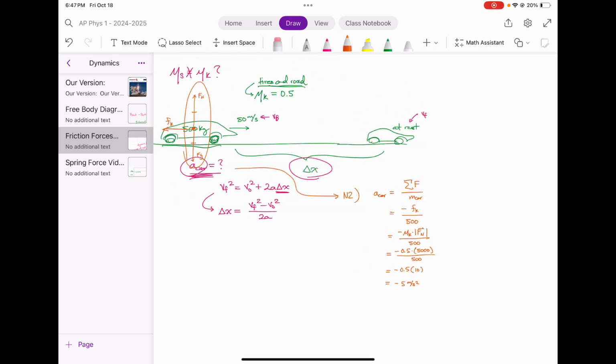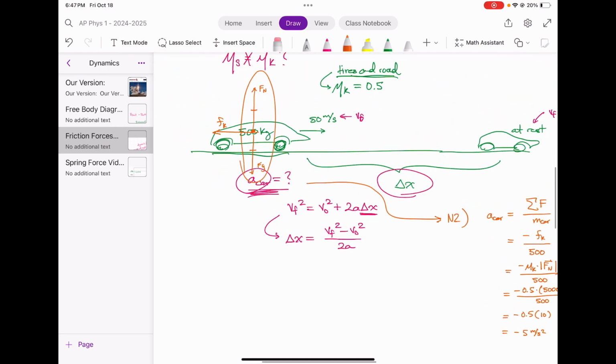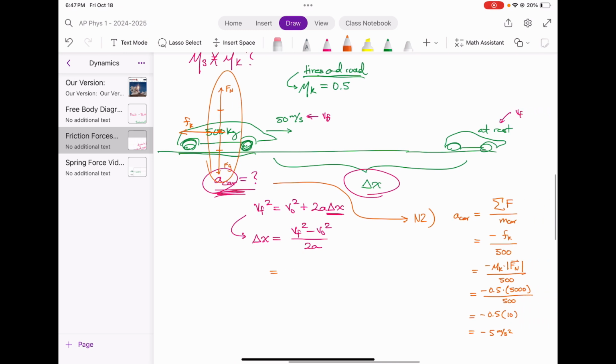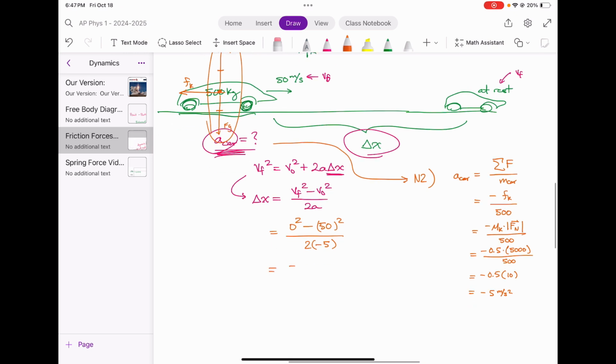Okay, so now, go back to our equation. Let's start putting some stuff in, right? So VF squared is 0. V naught squared is 50 squared divided by 2 times negative 5. So I get negative 2,500 divided by negative 10. So I get a positive number here, 250 meters. That's a lot of meters. Right? Think of 250 meter sticks all lined up.